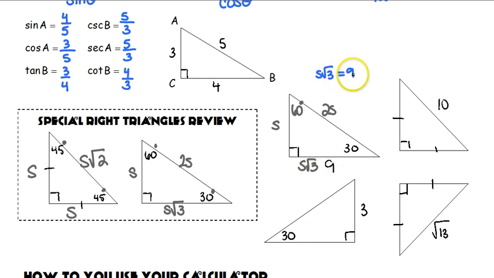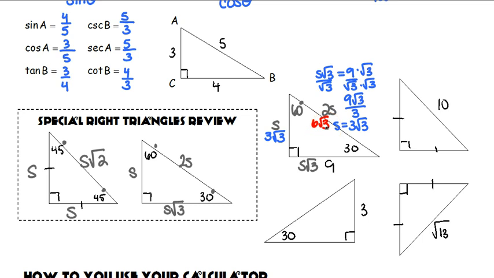S√3 is equal to 9. We divide by √3. But we can't have radicals on the bottom, so we have to rationalize by multiplying top and bottom by the square root of 3. That gives me 9√3 over 3. Then 9 over 3 reduces down to 3√3. So my S is equal to 3√3. This side is representing my S, so this side is 3√3. And then my hypotenuse is 2 times S. Well, 3√3 is S. I multiply that by 2 to get that side is 6√3.